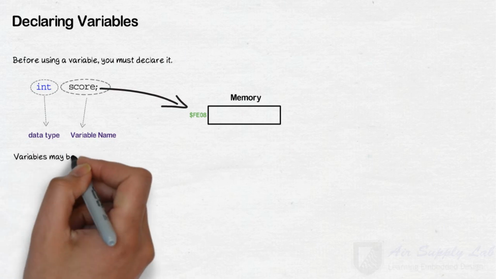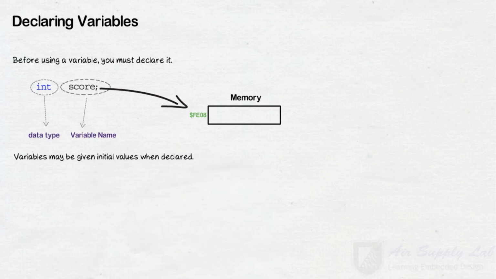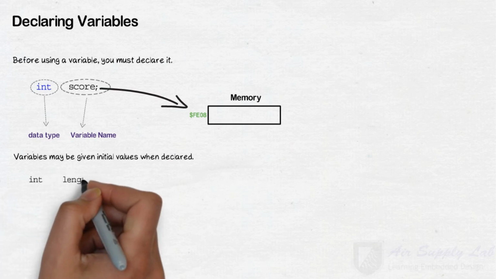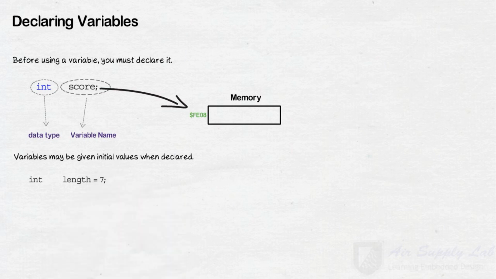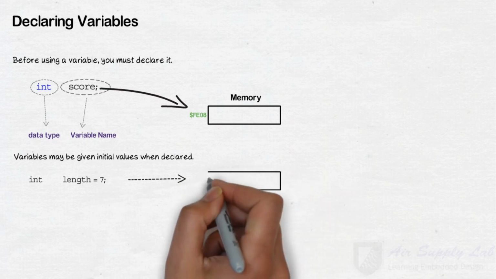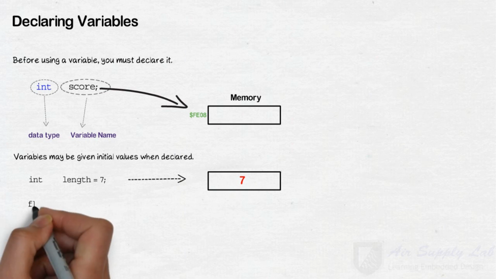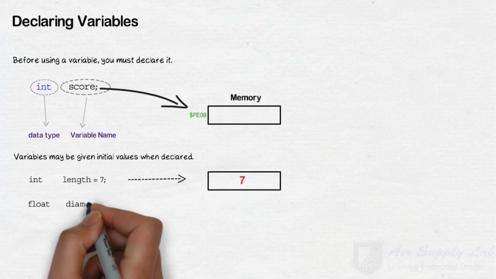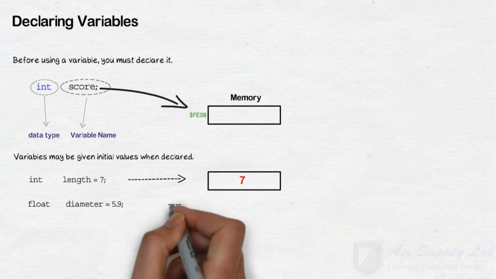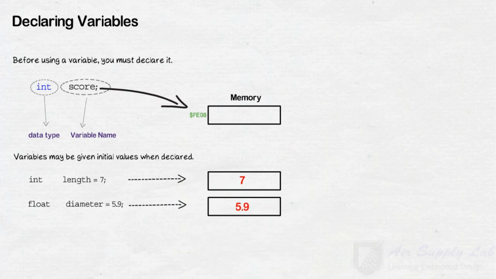A variable may be given an initial value when declared. For example, if you declare integer length with the initial value of 7, the compiler will place the 7 in the assigned memory space for length. Similarly, if you declare float diameter and give it the initial value of 5.9, the compiler will store the 5.9 in the memory space allocated for diameter.